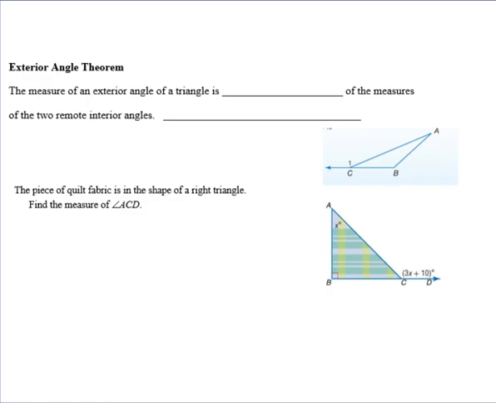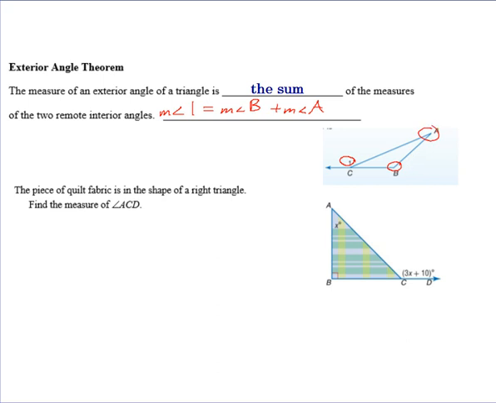There's one last little theorem that we will talk about, and then I'm done talking for today. The measure of the exterior angle of a triangle is the sum of the measures of the two remote interior angles. So on this figure here, what that looks like as an equation is the measure of angle 1 is equal to the measure of angle B plus the measure of angle A. In other words, you're saying angle 1 is equal to these two angles.